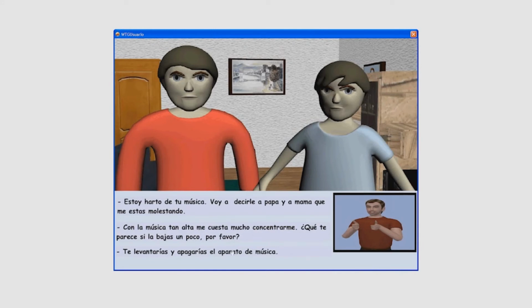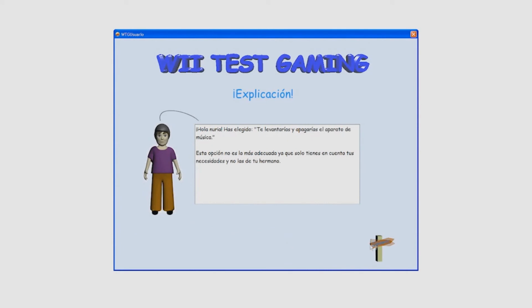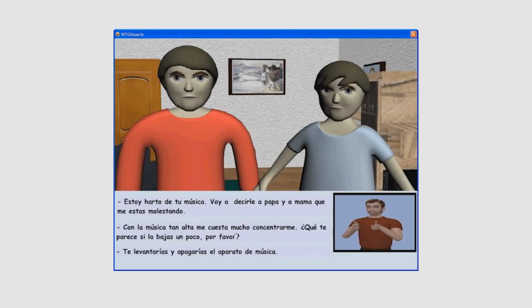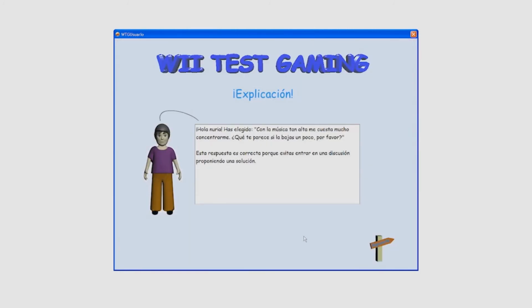The system prompts the user with everyday situations by giving 3 answers, of which only one is valid. If the user doesn't choose the right one, the system displays a message with a series of tips and explanations.